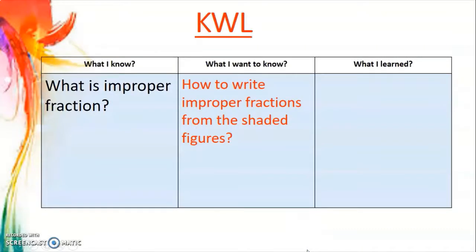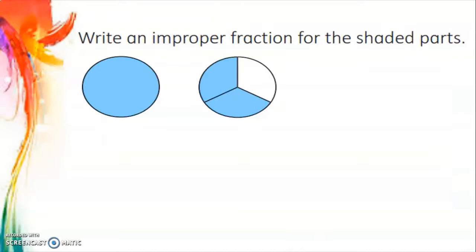How to write improper fractions from the shaded figures? For example, we're going to write an improper fraction from the shaded parts. As you can see, we have here 1 whole, and here 2 are shaded out of 3. So this is 2/3. One figure is divided into 3 parts.